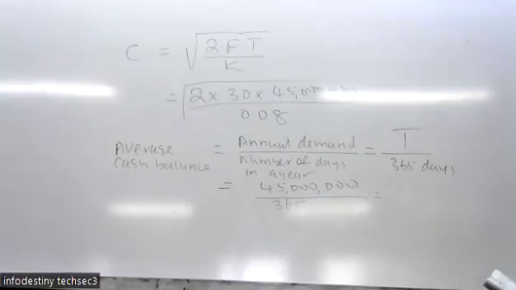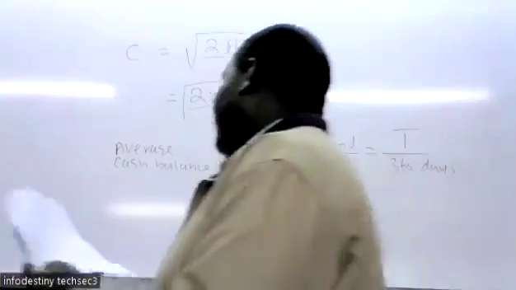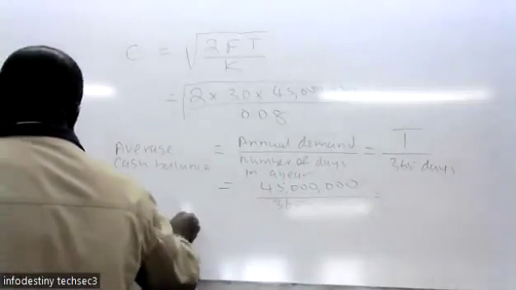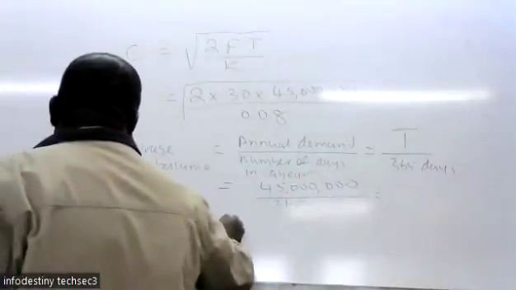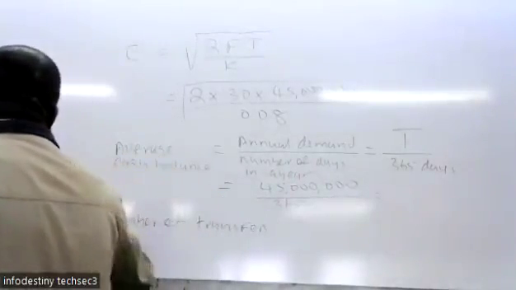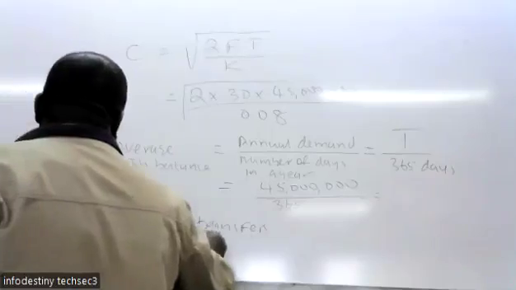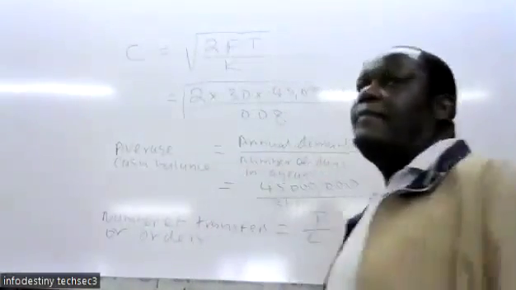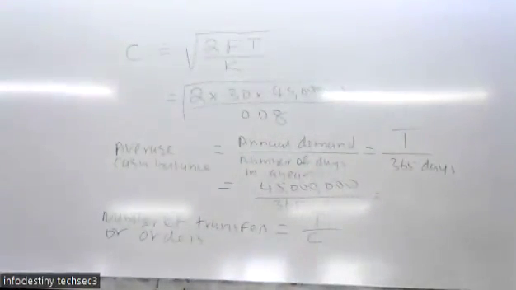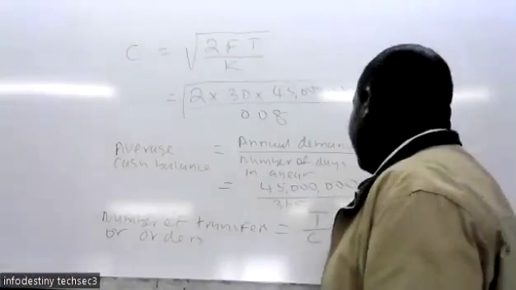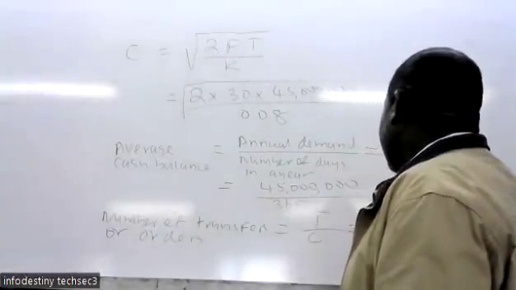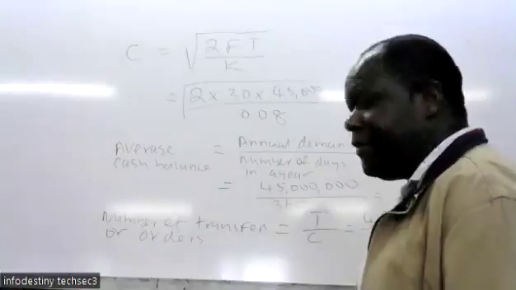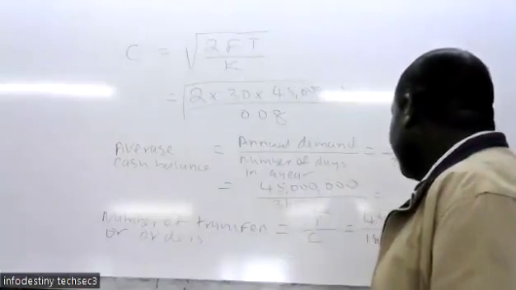Number of transfers or orders. It is simply T divided by C. So we know T is how much? 45 million. C, you got 183.7.